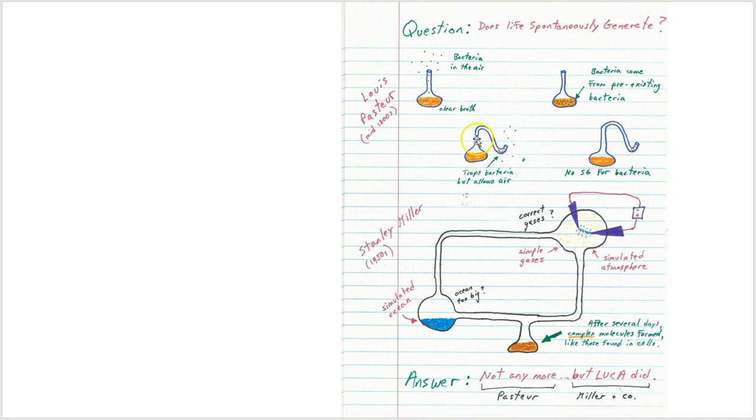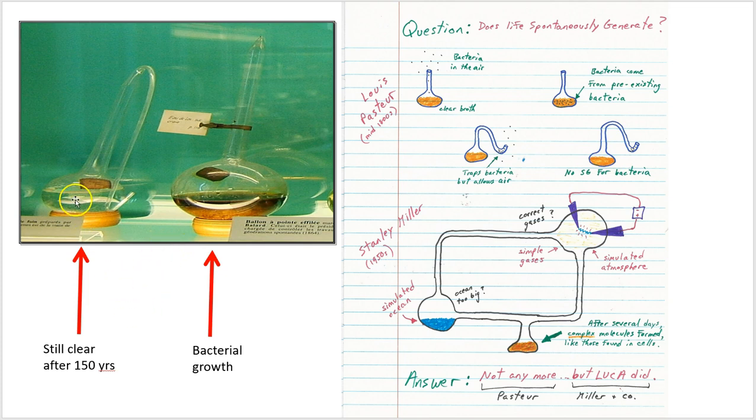Importantly, he fashioned flasks with a curved neck, still open to the air, so if there was a vital force, it could still get down into the broth and whip up some life. But he argued the curve might trap the bacteria. And indeed, the flasks with the curved neck stayed sterile for as long as he saw. In fact, here's a flask still in his museum. It is clear after 150 years. It's as sterile as the day he prepared it, the day he boiled it.